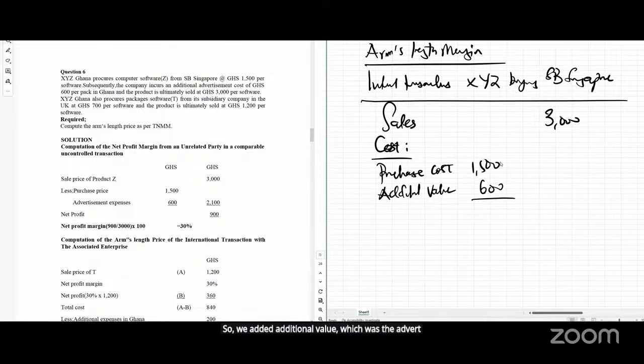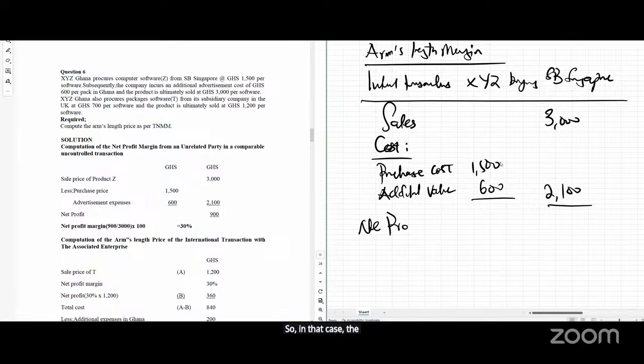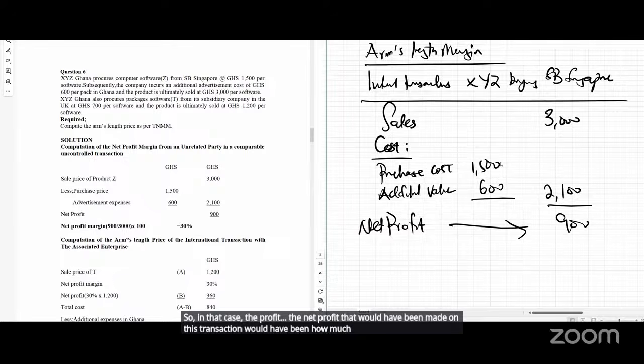It means that the total should have been 2,100, no be so? Yeah. So in that case, the net profit that would have been made on this transaction would have been how much? 900. Okay.